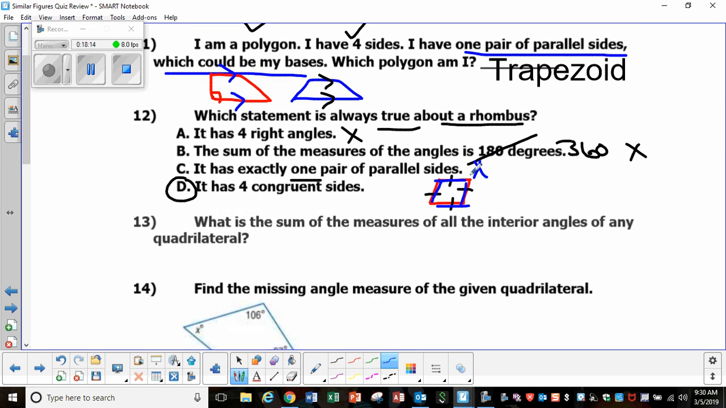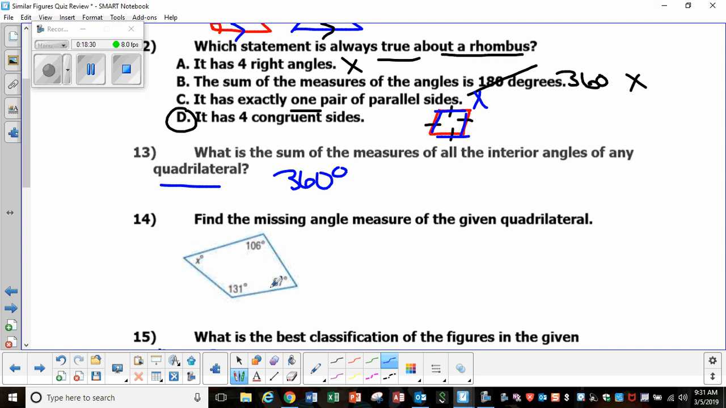All right, number 13 is another vocab. What is the sum of the measures of all interior angles of any quadrilateral? That's just something you have to memorize. It's 360 degrees. That means the total measure of the angles of any four-sided figure is 360 degrees. So in number 14, we're going to use that information now because it says find the missing angle measure of the given quadrilateral.